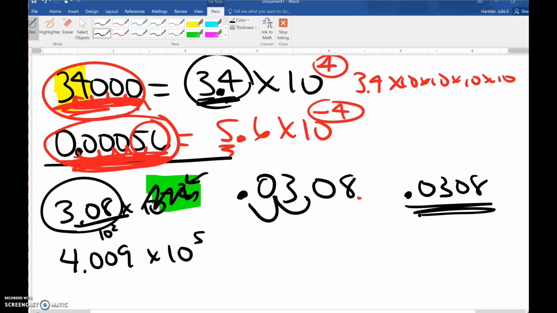I should have something tiny. And so when I move the decimal 2 jumps this way, obviously it makes it tiny. Because what I'm doing is I'm really dividing by 10 twice. So I could take this, divide by 10 on my calculator, and should get something tiny.